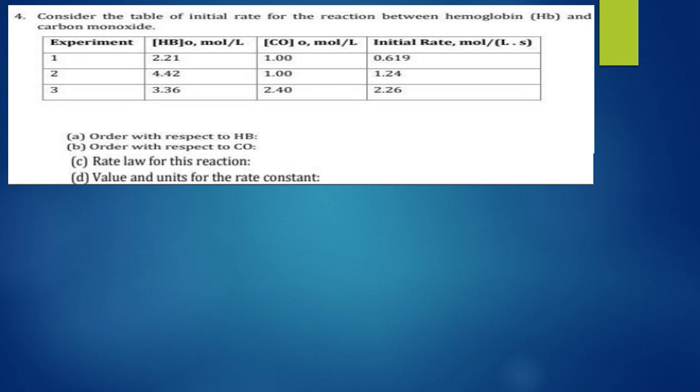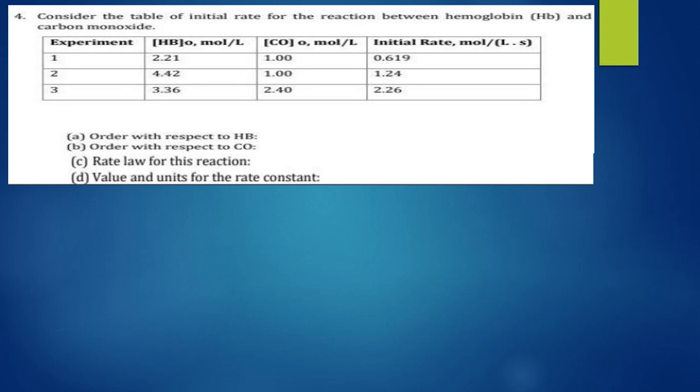So what's the question saying? The question is saying, consider the table of initial rate for the reaction between hemoglobin and carbon monoxide. Here we don't have the products because the rate law shows how rate depends on the concentration of what? Reactants, not the products. And then here we have been given this table which is summarizing everything.